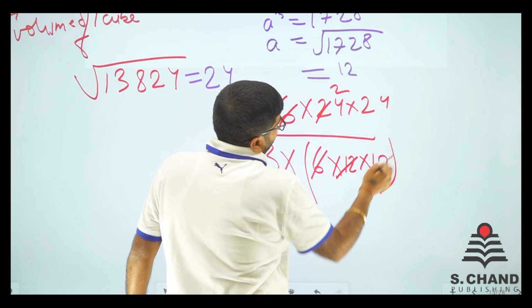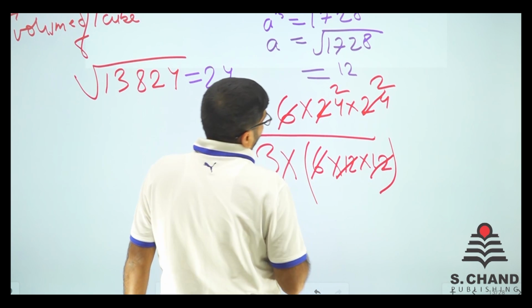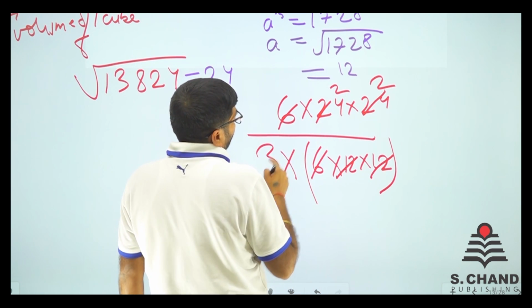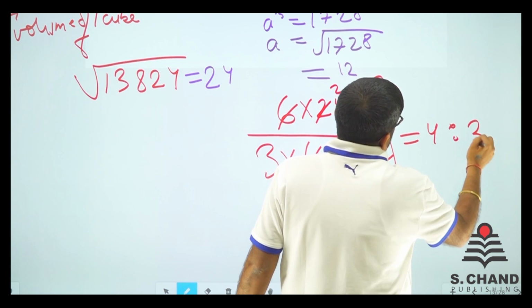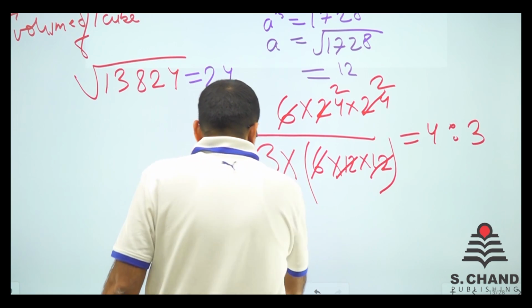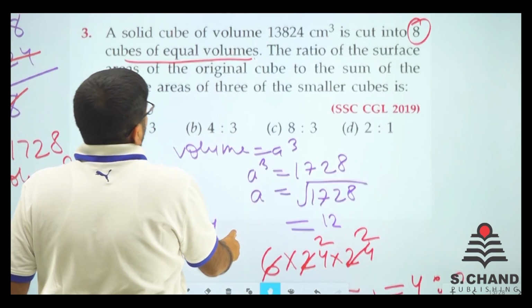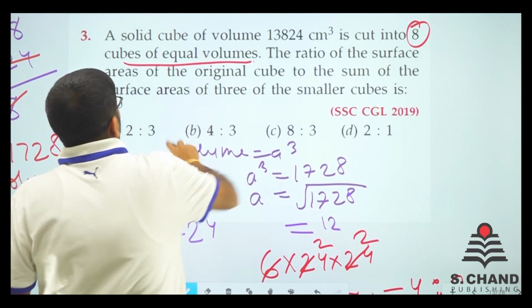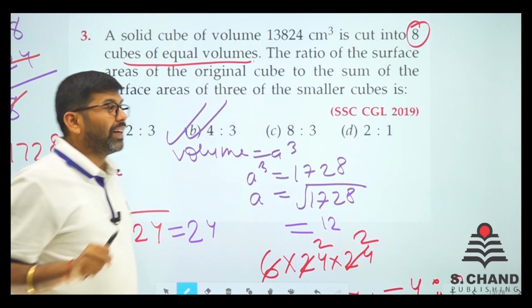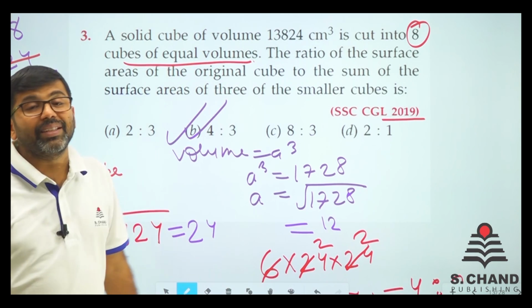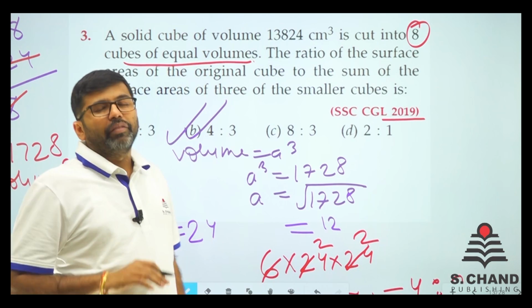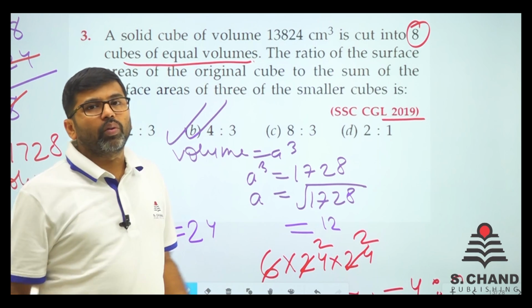So simply 6 gone. This is 2 and this is 2. So we have 4 by 3, that is 4 is to 3. Is it the right answer? Let's see. 4 is to 3, we have that in the options, and that is the correct answer. It is also a recent SSC CGL previous year paper. Very simple question. Let's move on to the next question.